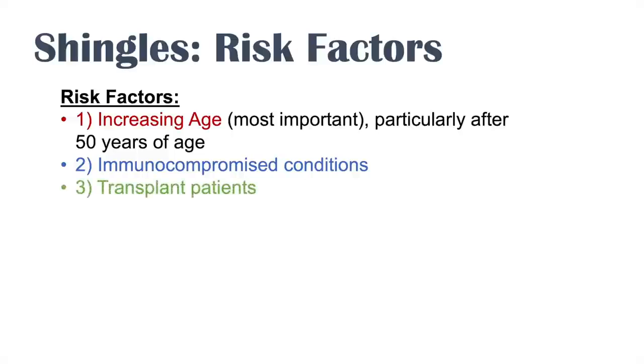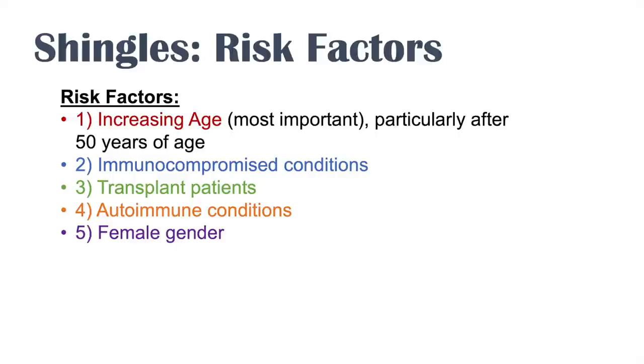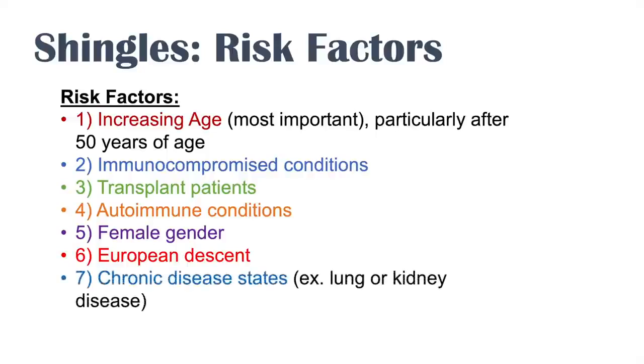The third risk factor is transplant patients. Transplant patients are on immunocompromising medications to help suppress their immune system from attacking the transplanted organ. So these individuals will be immunocompromised, leading to reactivation of the shingles virus. Autoimmune conditions, so any issues with the immune system in general can cause issues in suppressing the virus. Female gender, because they have more issues with autoimmune conditions. Individuals of European descent are more likely to have issues with shingles.